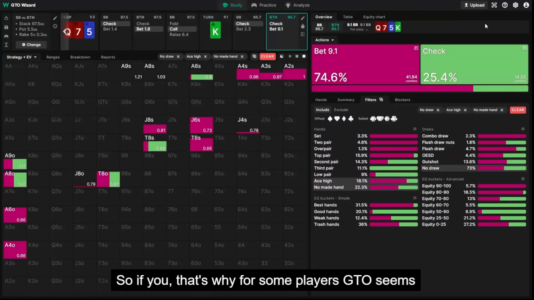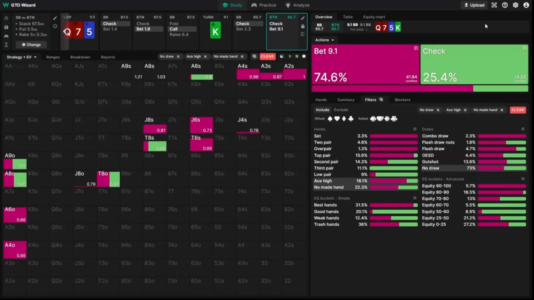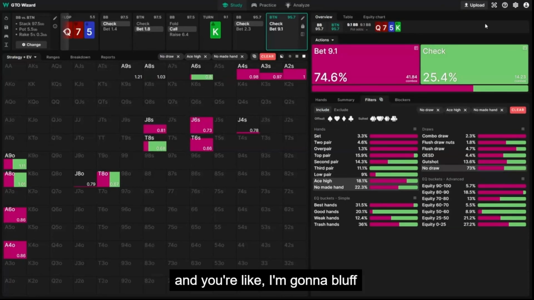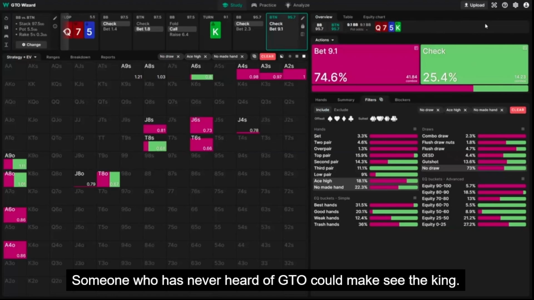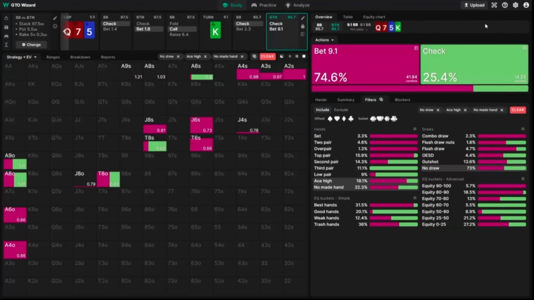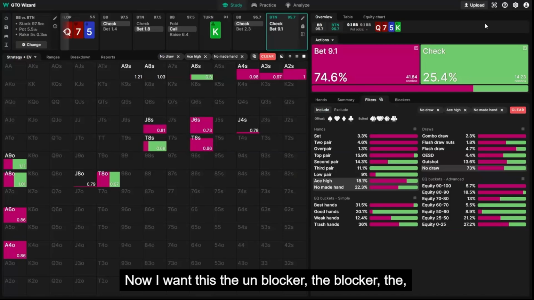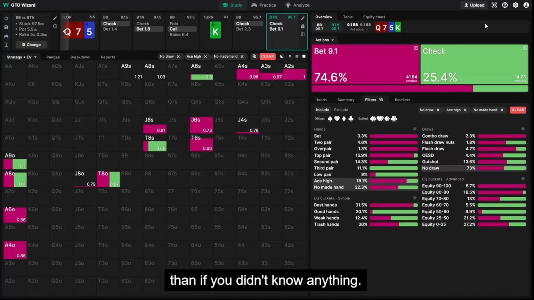So that's why for some players, GTO seems to not work. In fact, it works worse than when I just play normal, right? Why? Because if you just play normal, you see the king and you're like, I'm going to bluff because there's a king, right? That's a play that someone who has never heard of GTO could make. See the king, scary, bet. You learn about GTO and you learn about, oh, now I want the overcard, now I want the unblocker, the blocker, and now you start playing the hand worse than if you didn't know anything. So you have to be very careful about these things. Never allow the blocker to lead you astray of the obviously better play, which is to bluff a lot on a king.